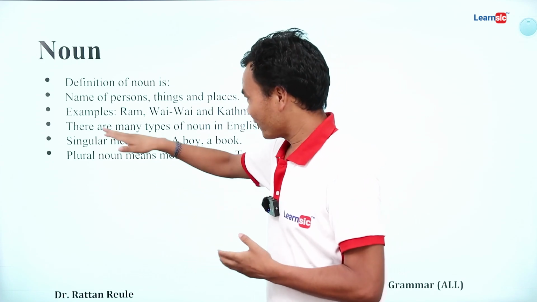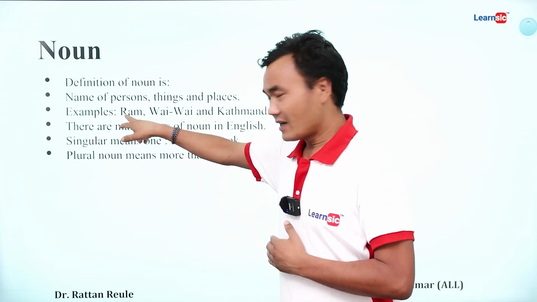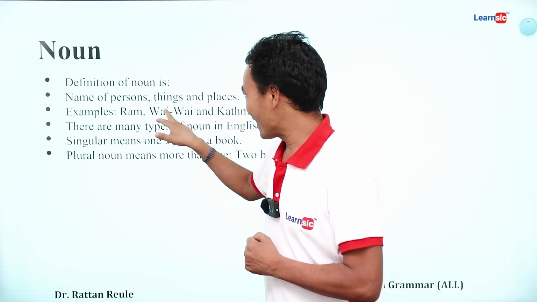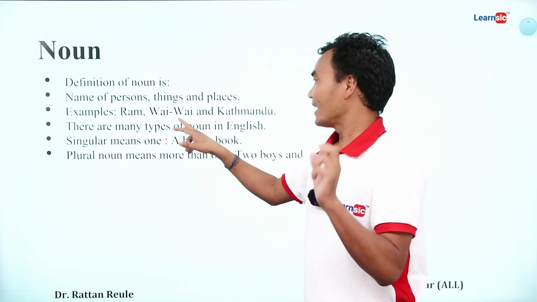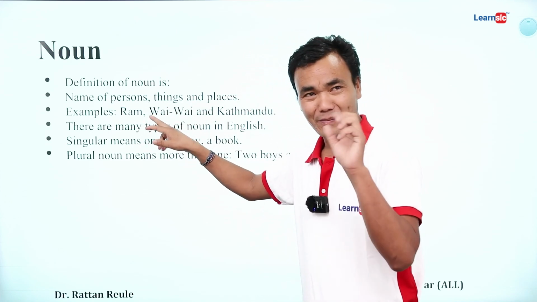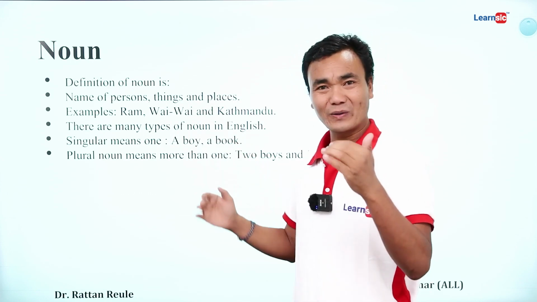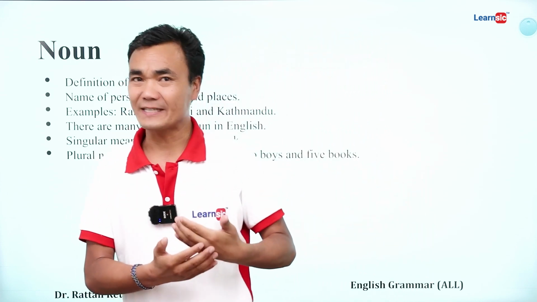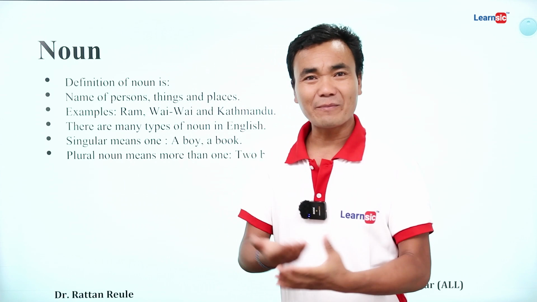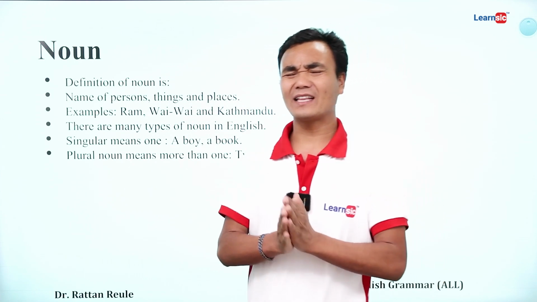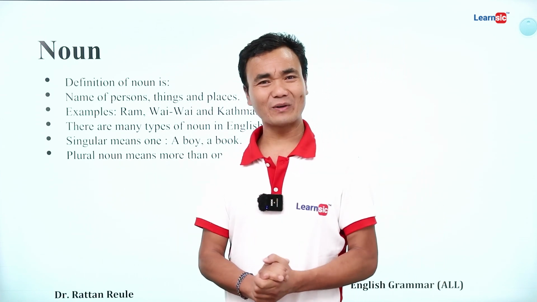Now for example, Ram, the name of a person, a man, and Kathmandu, the name of a place or the name of a city. With these examples, I am damn sure that you will have no doubt about nouns.